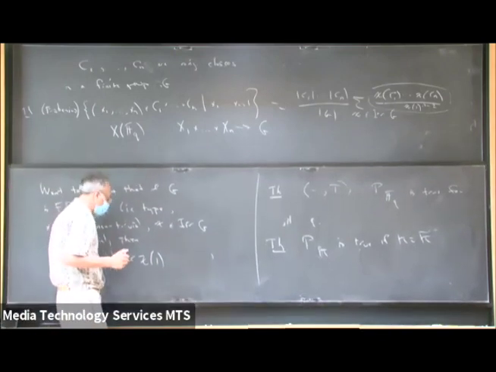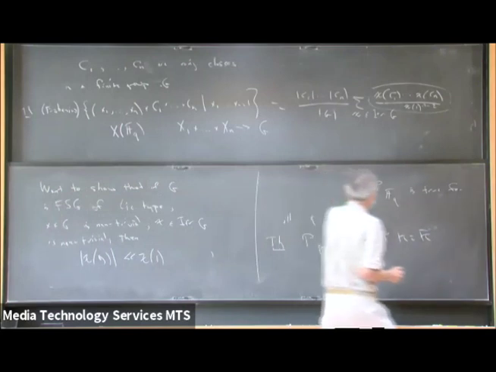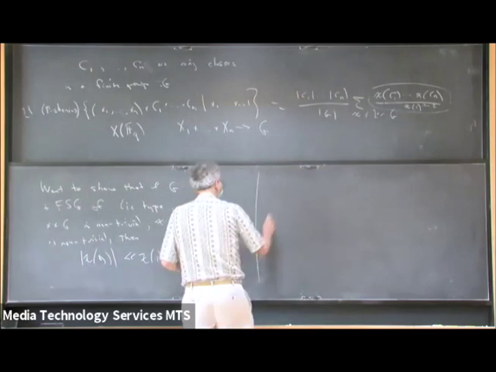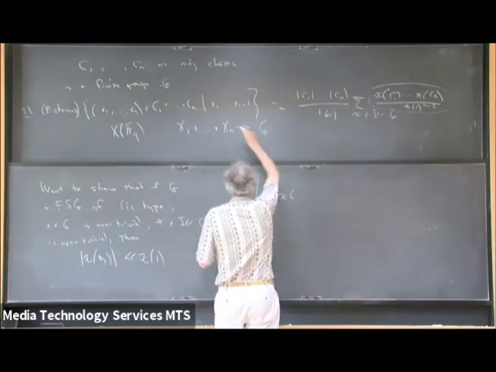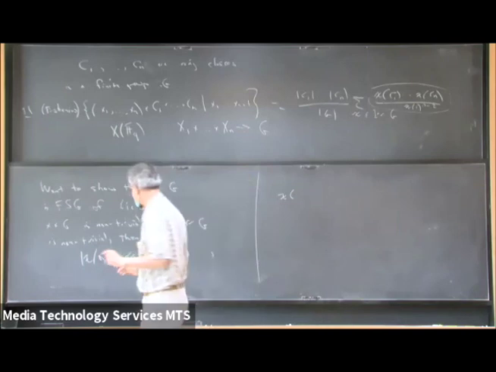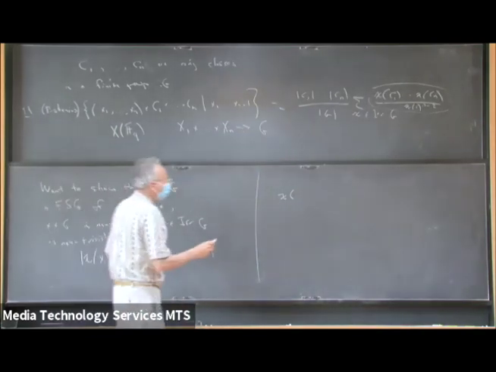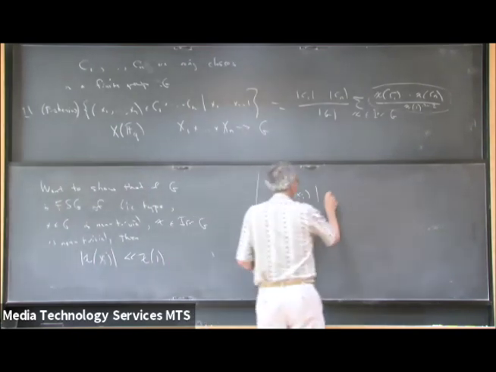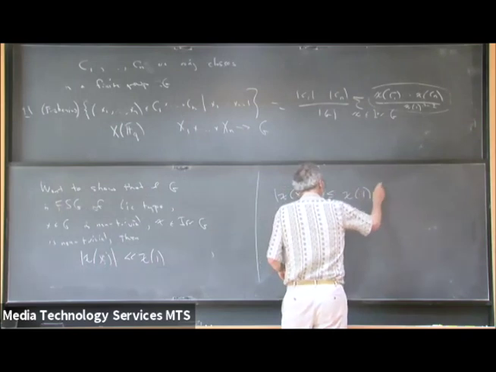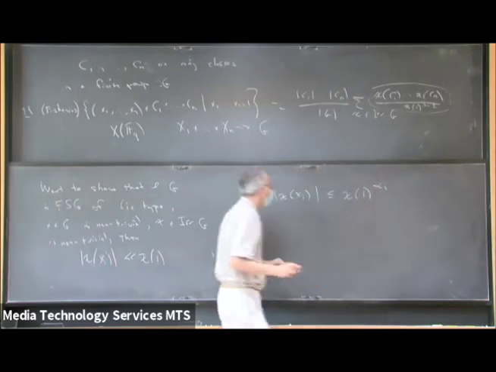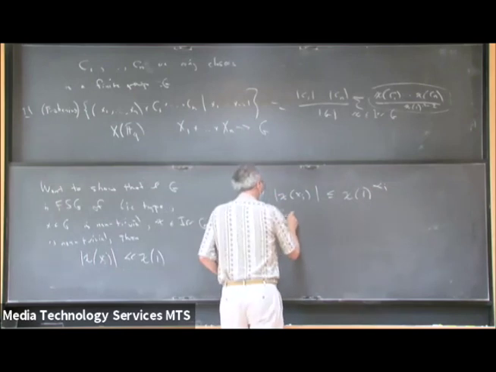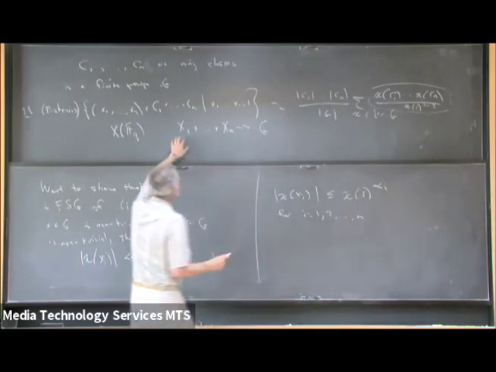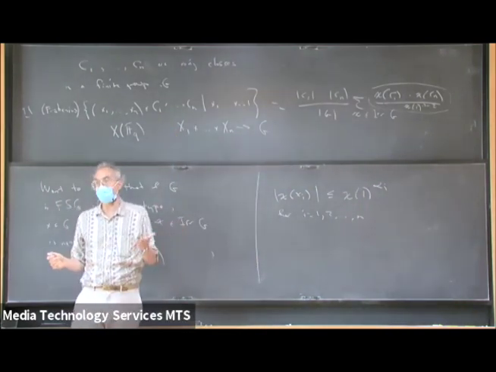In fact, what would be very nice would be if we could prove an exponential bound. If we could prove something like chi of x_i is less than or equal to chi of 1 to the power of alpha_i for i equals 1 up to n, where alpha_i presumably is going to depend on the dimension of x_i, but hopefully it depends on it in a nice way.